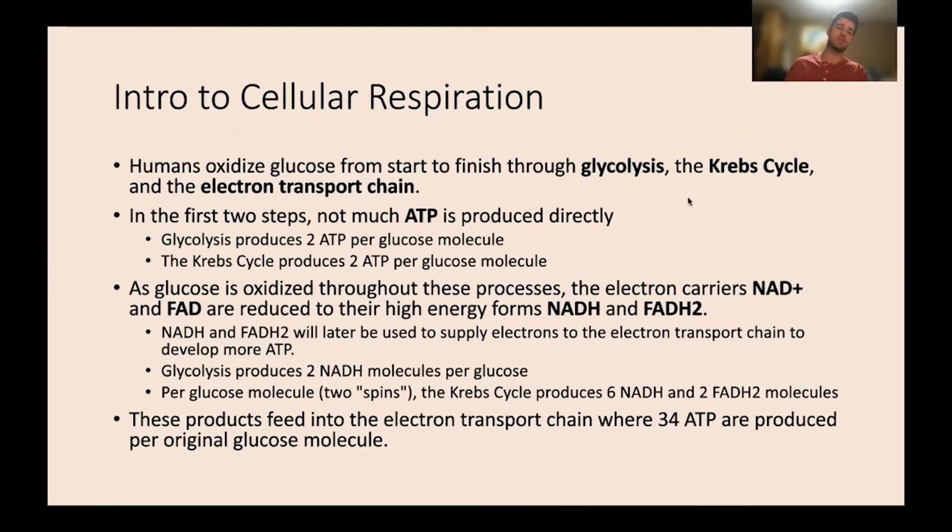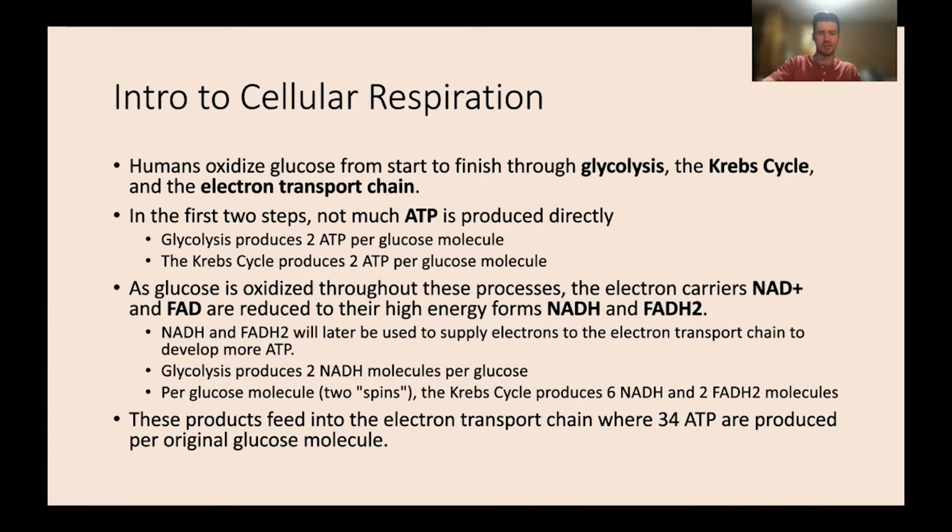So, a quick intro to cellular respiration. Humans oxidize glucose from start to finish through glycolysis, the Krebs cycle, and the electron transport chain. Those are the three processes in the human body that will generate ATP. In the first two steps, not much ATP is produced directly. Glycolysis produces 2 ATP per glucose molecule, and the Krebs cycle produces 2 ATP per glucose molecule. So those first two aren't great for producing ATP, but they do produce a lot of other things that are important for the ETC.